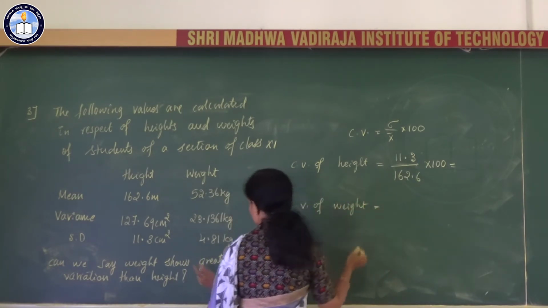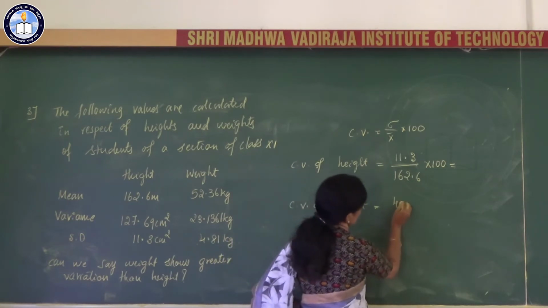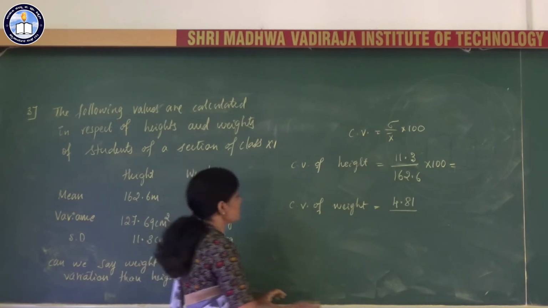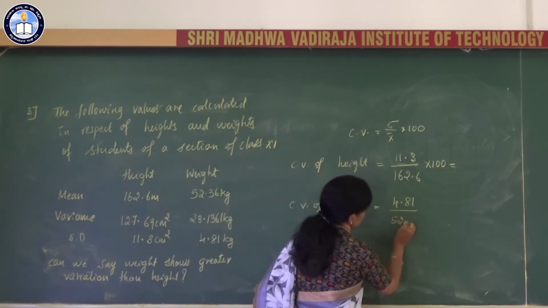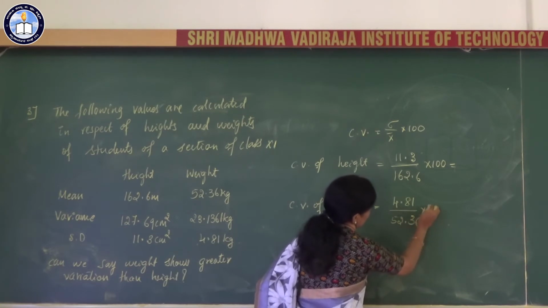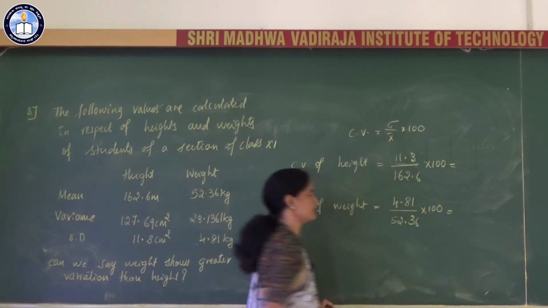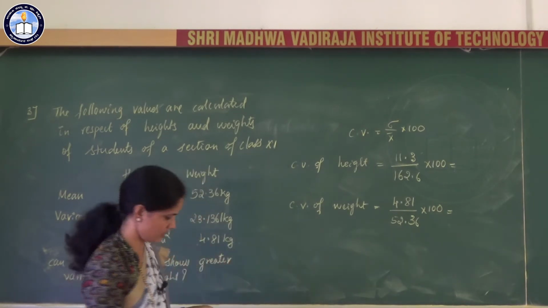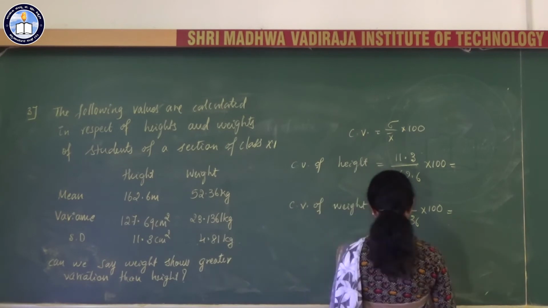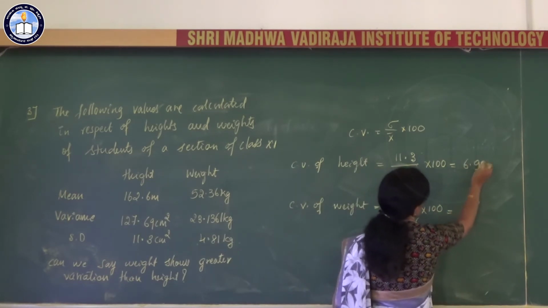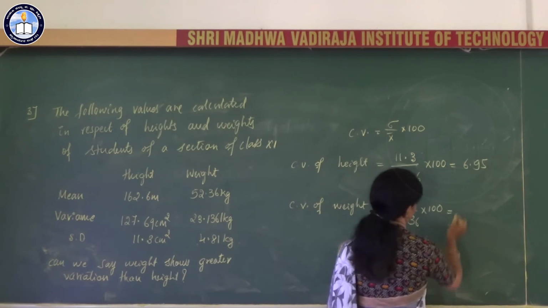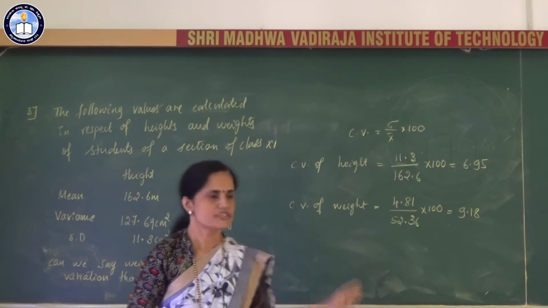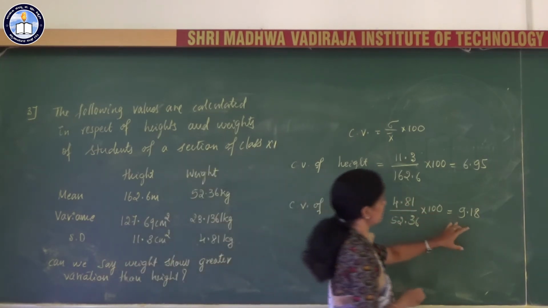So that is equal to, what is the standard deviation? That is equal to 4.81 divided by, what is its mean? 52.36, into 100. Write the answer for these two questions by using your calculator. That will give you the variability. So the values are 6.95 and 9.18.